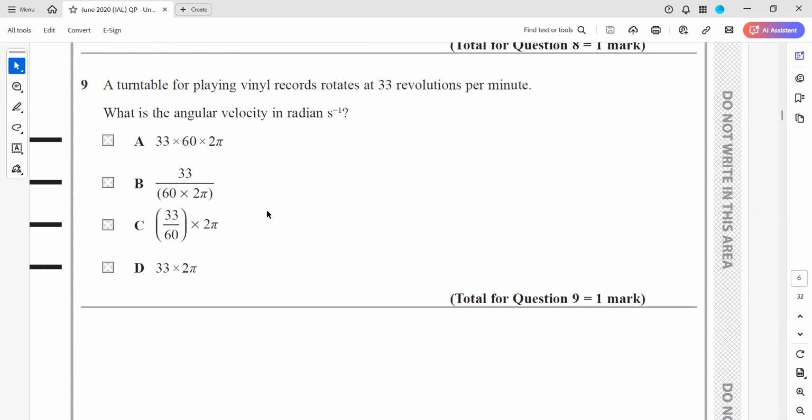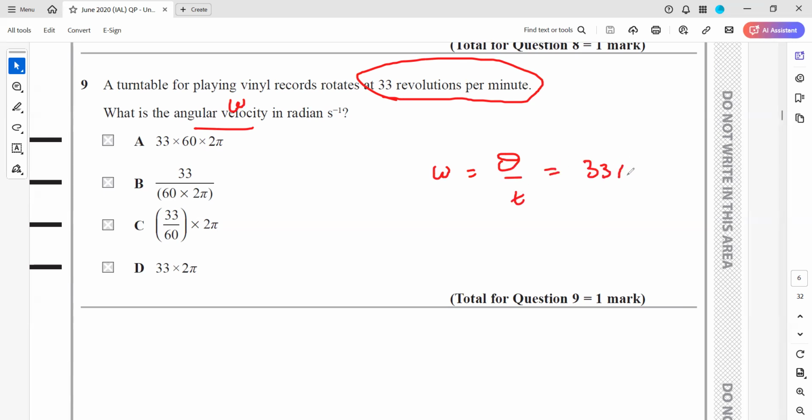Next, a turntable playing a vinyl record rotates at a speed of 33 revolutions per minute. Angular velocity omega is the change in angle divided by time. We convert 33 revolutions into radians because one revolution is 2 pi radians. And how much is the time? 1 minute or 60 seconds. So 33 times 2 pi divided by 60. So it will match with option C.